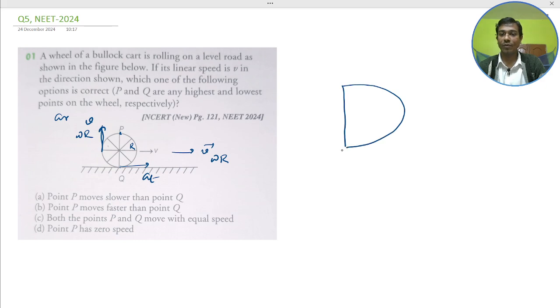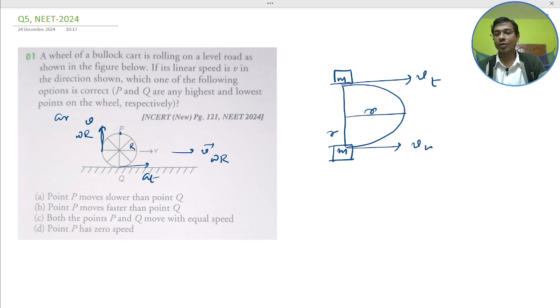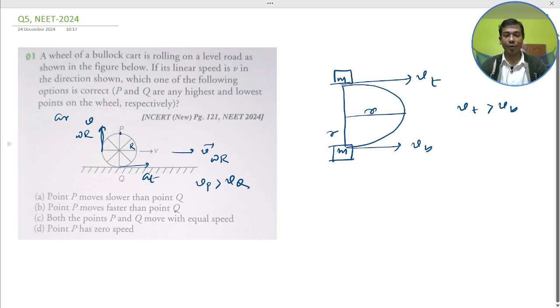You just recall this type of concept here. This is a block of mass M and radius R, and here the top and the bottom velocity. So V top would be greater than V bottom. So here Vp would be greater than Vq. So point P moves faster than point Q because the velocity of P is greater than Vq. So B would be our correct answer.